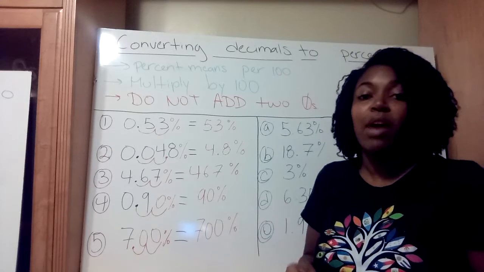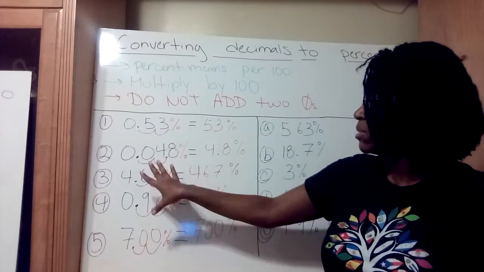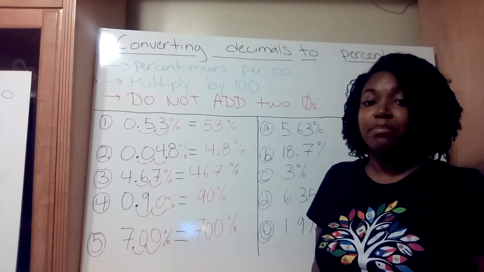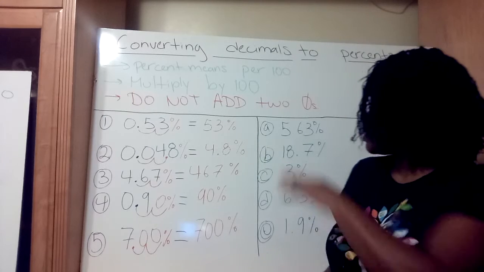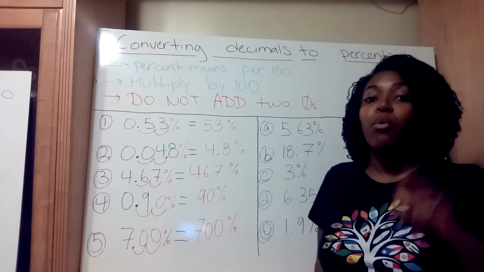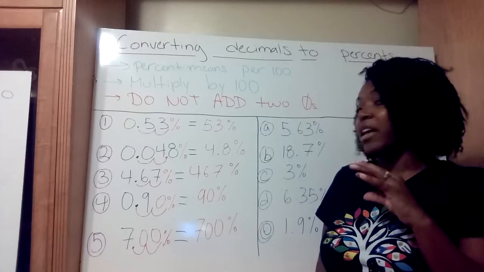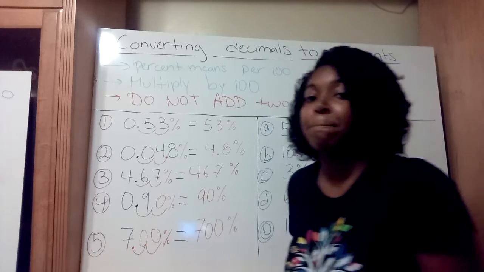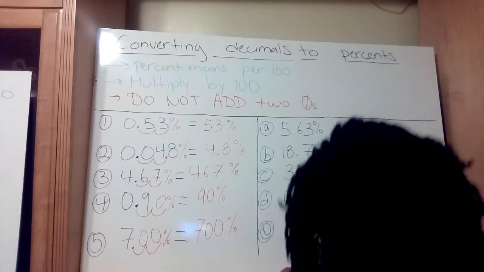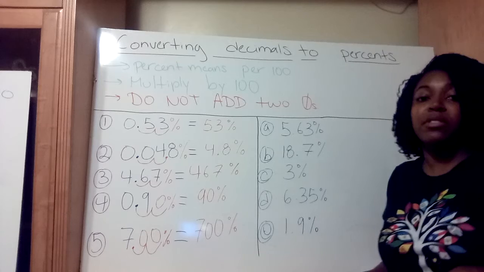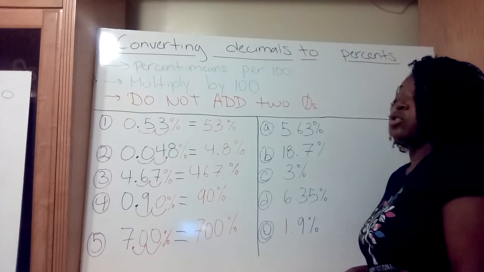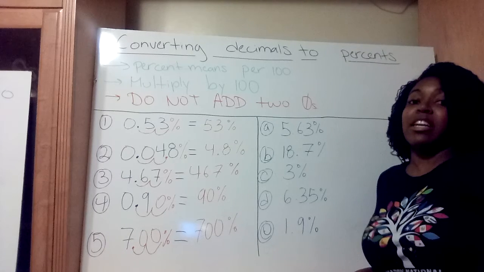And that is how we go from a decimal to a percent. I'm going to try and switch sides here so that you can see what's behind me. We're going to go now from a percent to a decimal, okay? So when you go from a percent to a decimal, you're going in the opposite direction, all right?